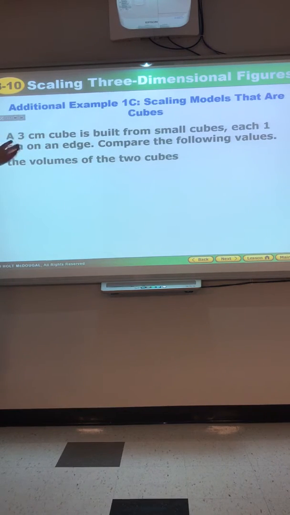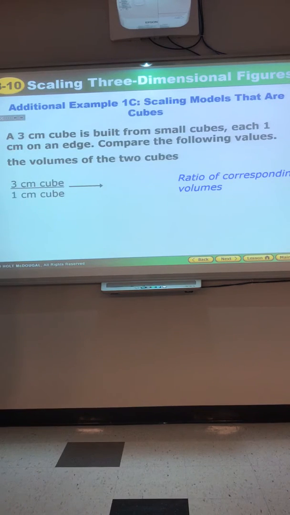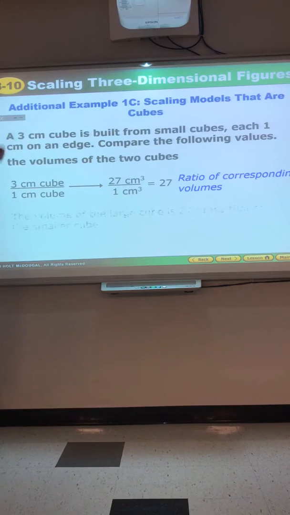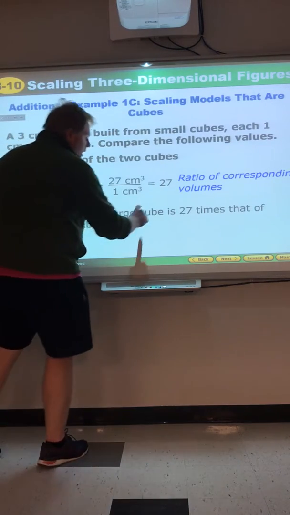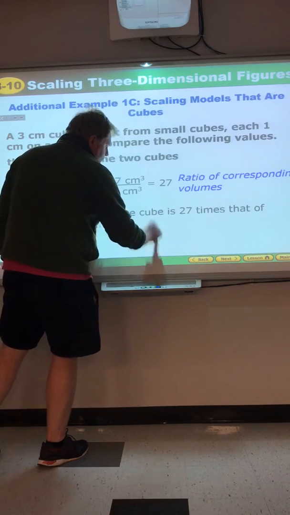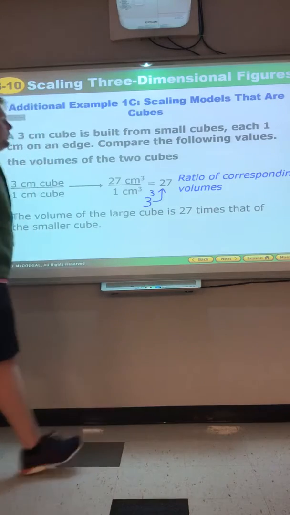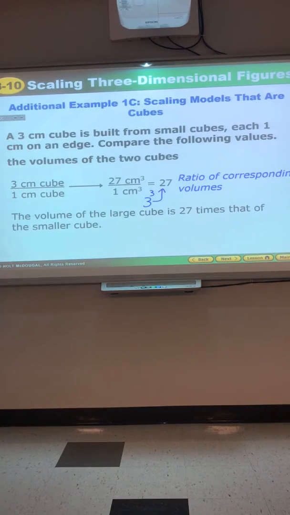Now we're going to do the same thing. We have those cubes that are different, a 3-centimeter cube and a 1-centimeter cube. Their volumes are much different. The volume is 27, and this is 1. It's 27 times larger. But remember how they said 3 to the 3rd? It did go up by that.